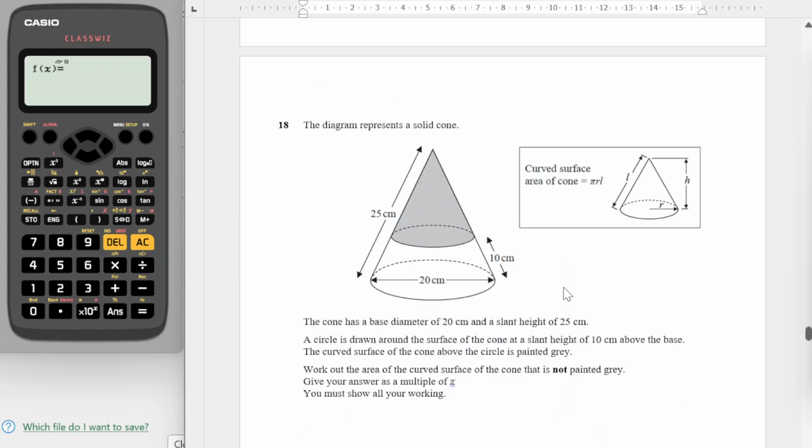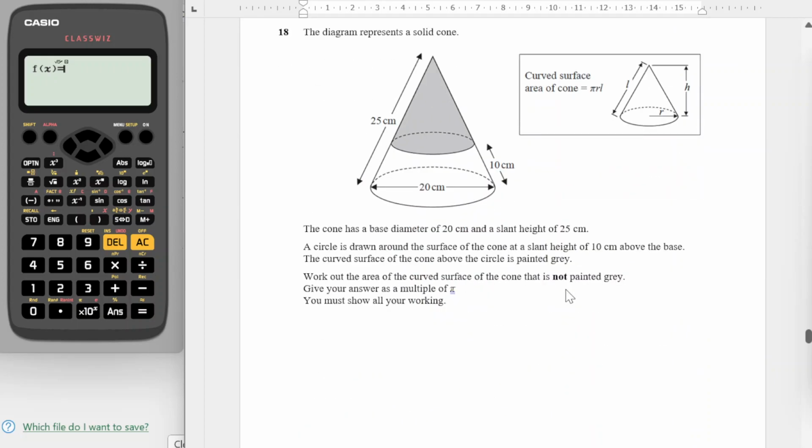Okay, question 18. This diagram represents a solid cone. The cone has a base diameter of 30 centimeters and a slant height of 25. A circle has been drawn around the surface of the cone at a slant height of 10 centimeters above the base. The curved surface of the cone above the circle is painted grey. Work out the area of the curved surface of the cone that is not painted grey. So the area of the curved surface that is not painted grey.